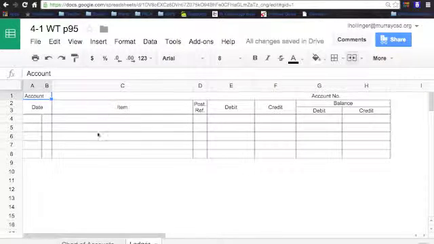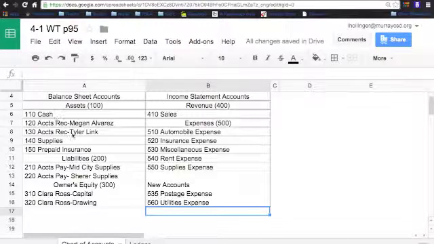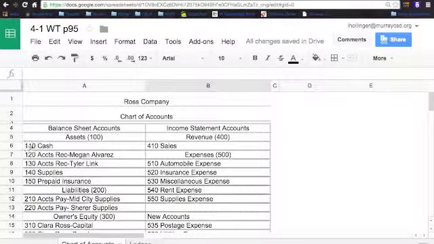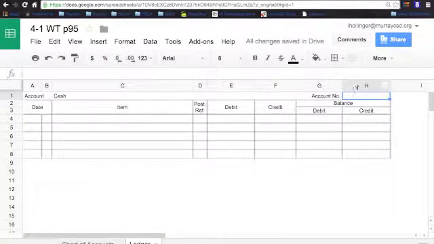Okay. First, though, we have to open the account. To open the account for cash, the only thing we have to do is come up here next to the account and call this cash. We just need to put the name in there. The other thing we need to do is come over here to where it says account number and assign it cash's account number. Back here on our chart of accounts, cash is numbered 110. So over here on the ledger, I'm going to give it the 110 account number. And that's all you have to do to open cash.